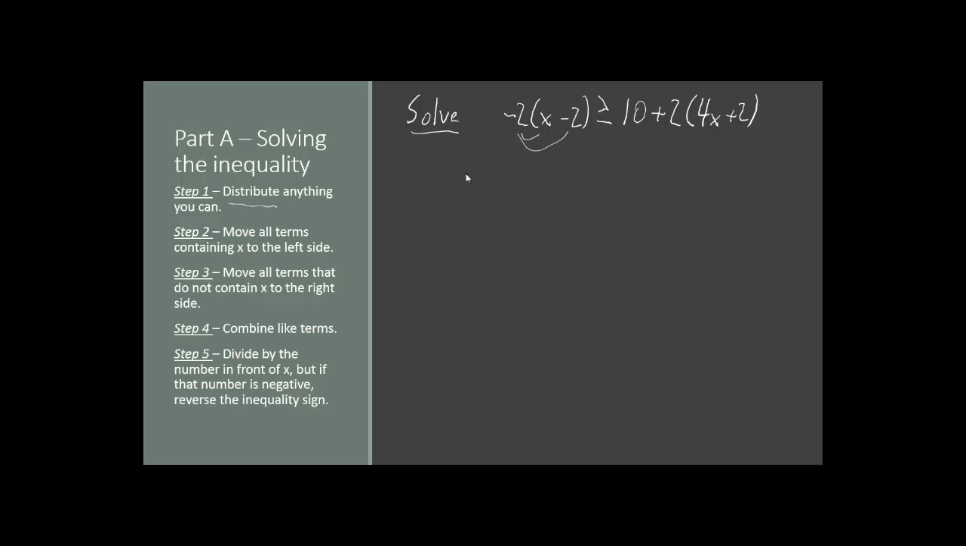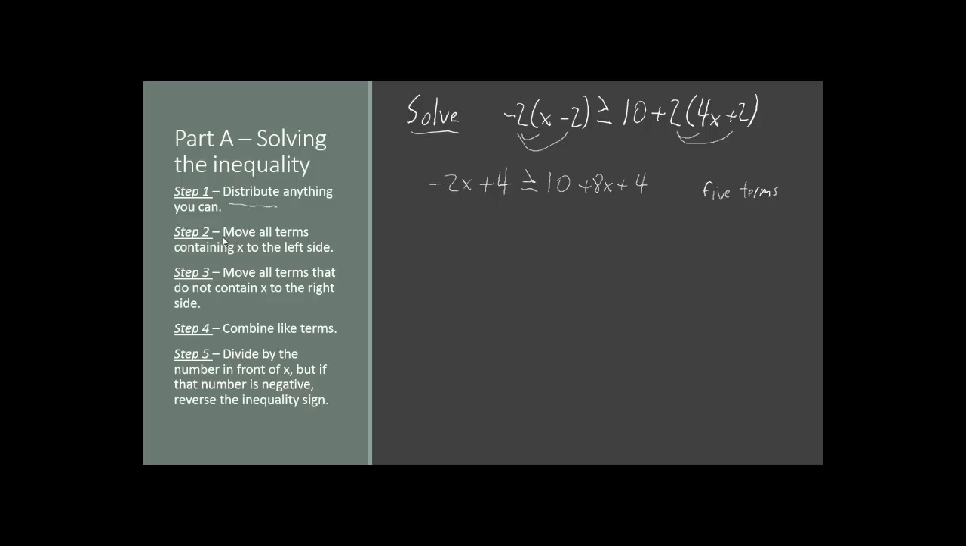Well, negative 2 times x is negative 2x. Negative 2 times negative 2 makes positive 4. Greater than or equal to 10, and here we have another term to distribute. We have 2 times 4x and 2 times 2. We can distribute this. 2 times 4x gives us 8x. 2 times positive 2 gives us positive 4. Now we have 5 terms rather than 3, but they are easier to move.